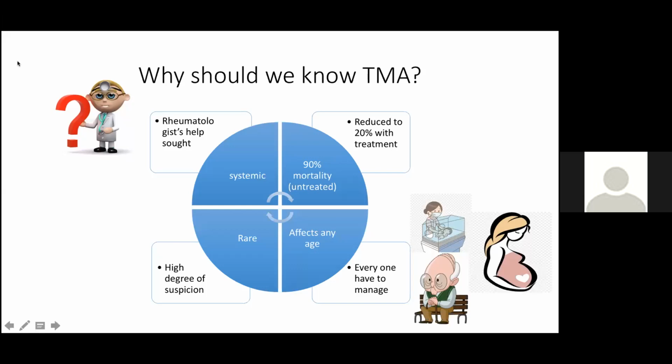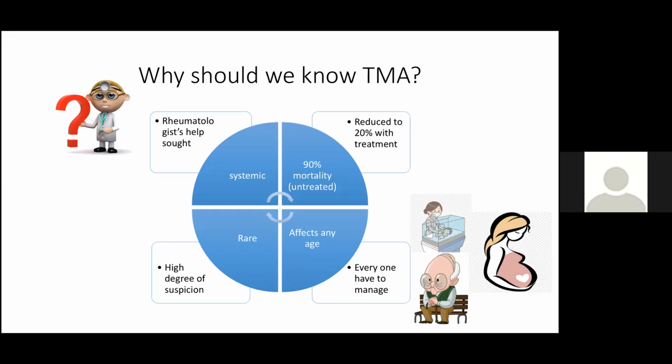So as I said before, here I have summarized why we should know about thrombotic microangiopathy. Thrombotic microangiopathies are systemic diseases which can simulate many of the vasculitic conditions and connective tissue diseases. Therefore, most of the time, our colleagues ask for our help. Therefore, we must know about it.